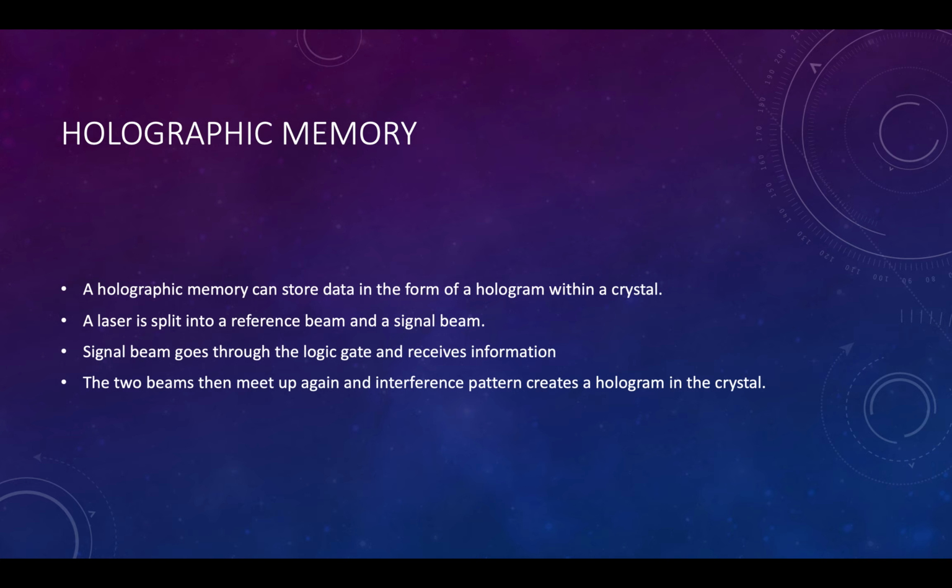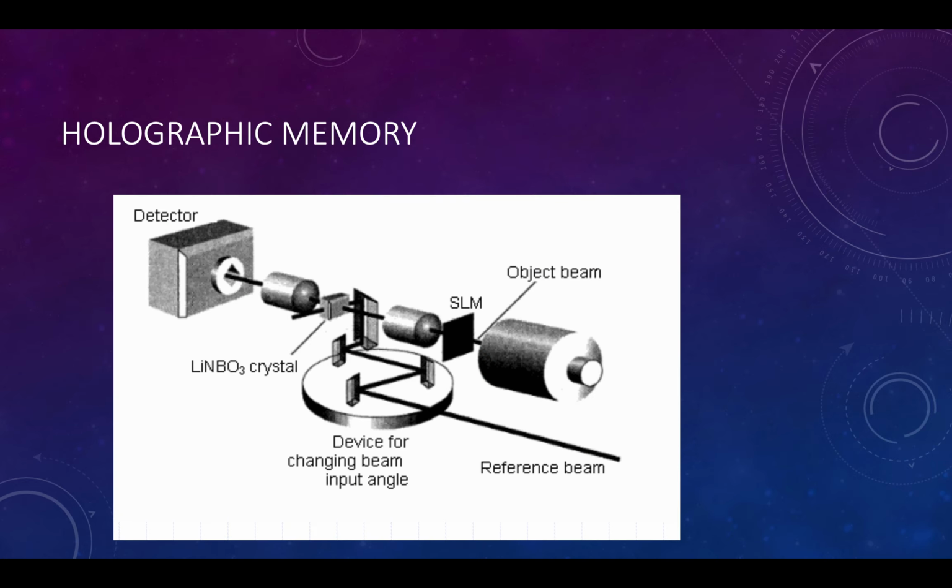Holographic memory can store data in the form of a hologram within a crystal. A laser is split into a reference beam and a signal beam. The signal beam goes through the logic gate and receives information. Then the two beams, the reference beam and the signal beam, meet up again, and the interference pattern creates a hologram in the crystal. This is a depiction of how this technology works.